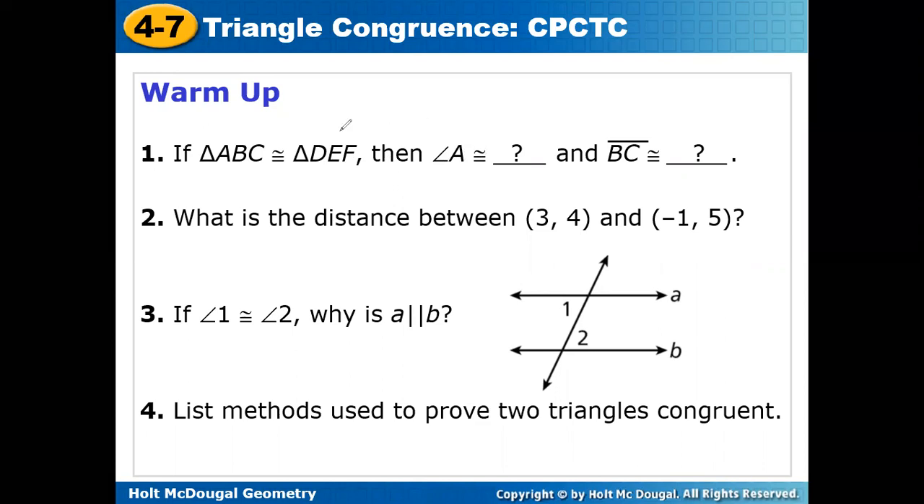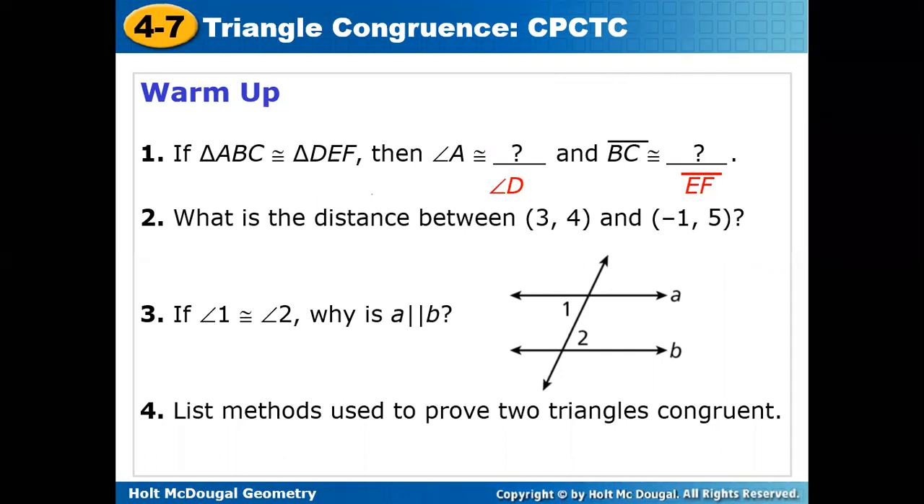So to solve this question, look at the sentence. Here, angle A is the first letter in the first triangle. So it's congruent to the first letter in the second triangle, which is D. So here the answer is angle D. Then BC. BC is the second and third letter in the first triangle, so they are congruent to the second and third letter in the second triangle, which is the side EF. So the answer is angle D and the side EF.